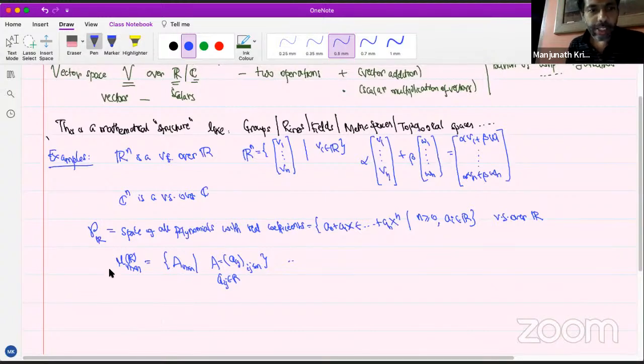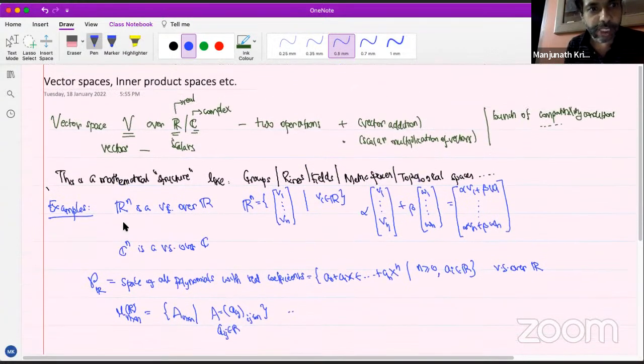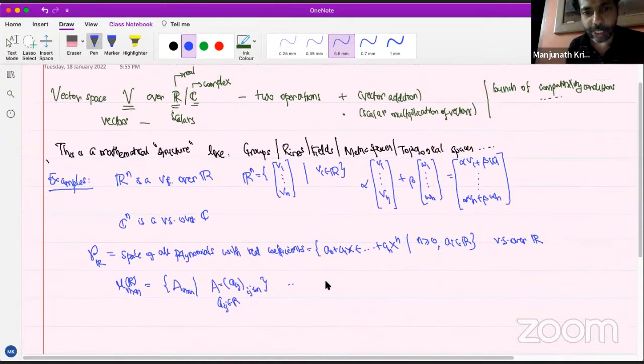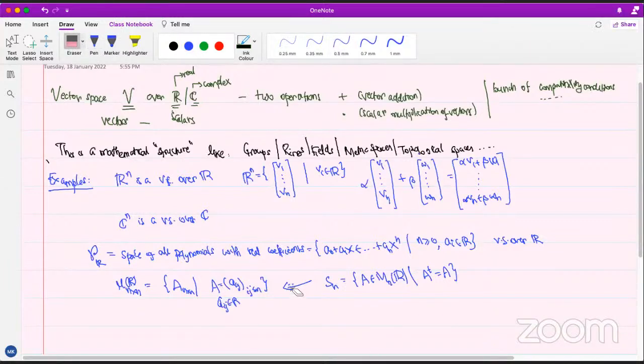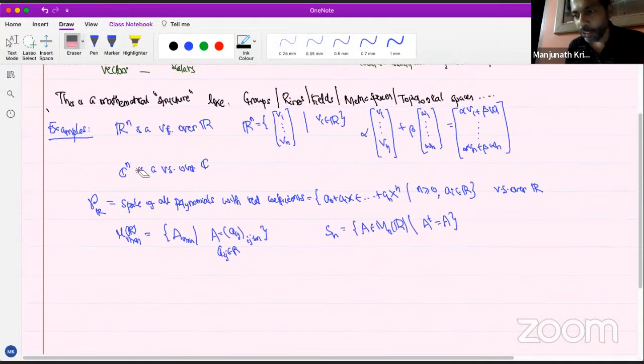What else? Trace of a matrix, huh? Trace of a matrix is not a vector space. Set of all symmetric matrices, we can take that. So we can take Sn to be the set of all A in Mn of R such that A transpose is equal to A. Okay, so that is a subset of this. As we will see, this is what is called a subspace of that, but we will come to that. So if you take the space of all symmetric matrices, this is also a vector space. So there are many vector spaces.